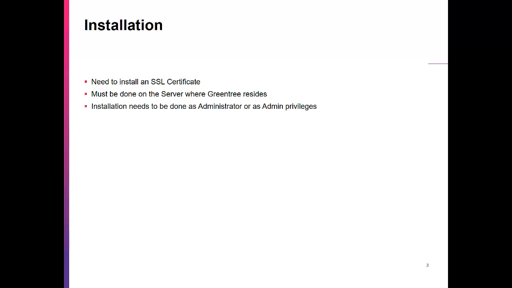Okay, so first up, the installation. We need to install an SSL certificate. This must be done on the server where Greentree resides. Do not do this on a local machine. It needs to be done on the server. This installation needs to be done as the administrator, or with administrator privileges. So right click, run as administrator when you're doing the install.